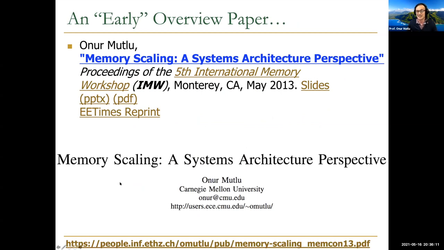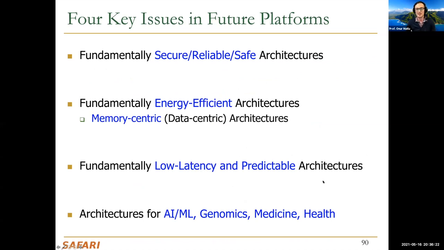I'm going to talk about that first as a real scaling issue, technology scaling issue that we're facing in all modern memory systems that we use in our computing systems today. So with that, let me jump into the first key issue that I'm going to cover. How do we think about fundamentally secure, reliable, and safe architectures? I'm not going to have answers, clearly, at this point. I'm essentially going to give some problems and maybe give some answers as well.